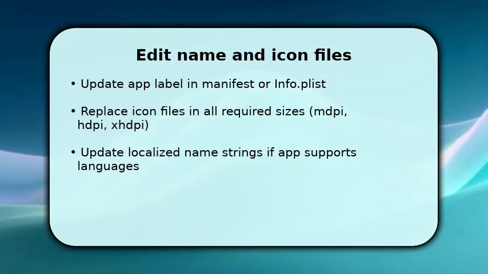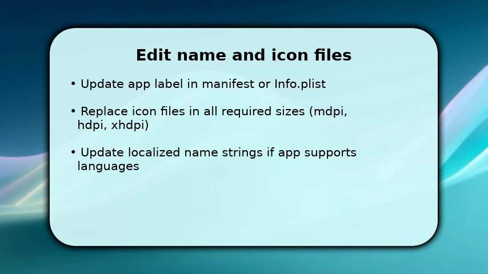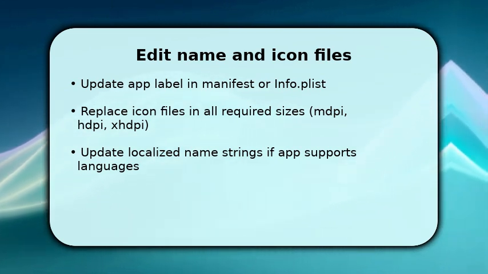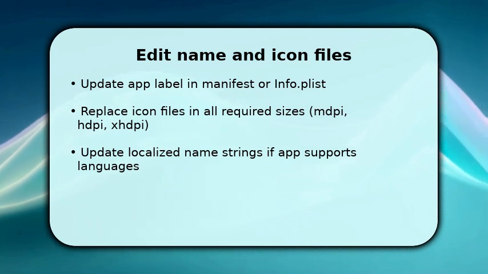Now you edit the actual name and picture. For mobile, change the app label in AndroidManifest.xml or the CFBundleDisplayName in Info.plist. For desktop, open the app metadata file.